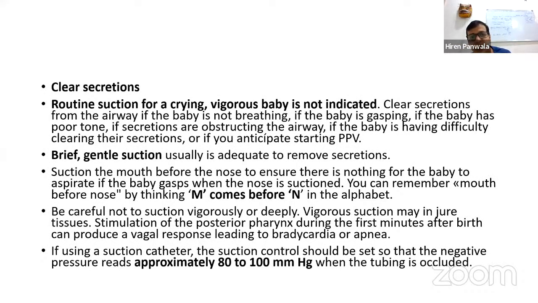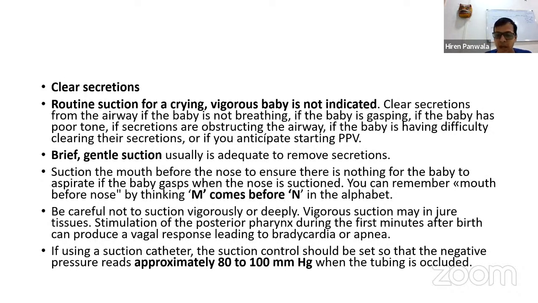Clearing secretions. All vigorous term babies do not need routine suctioning. Only if we can see copious secretions in the airway, which the baby cannot clear on its own, do we do oronasal suctioning. And as I mentioned, it should always be oral followed by nasal, or as we can say, M before N. Because while you're doing the nasal suctioning, if the baby gets stimulated and sucks in all that is there in the oral cavity, it all goes in.